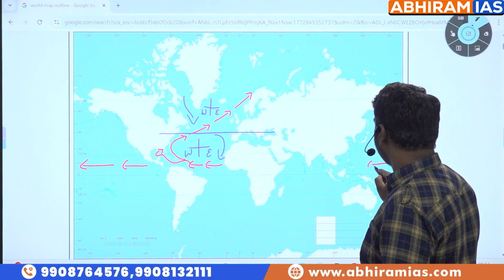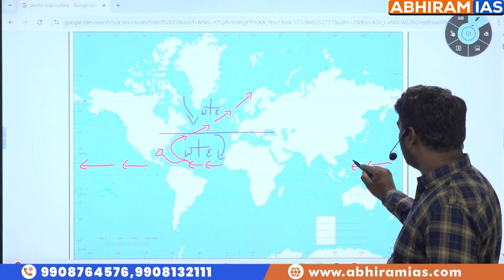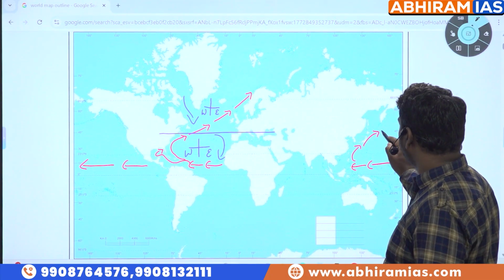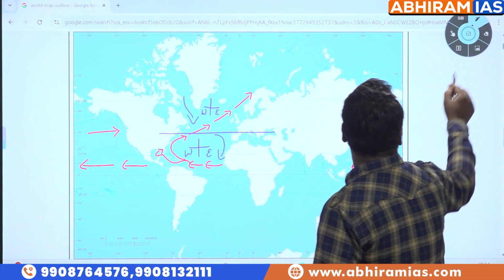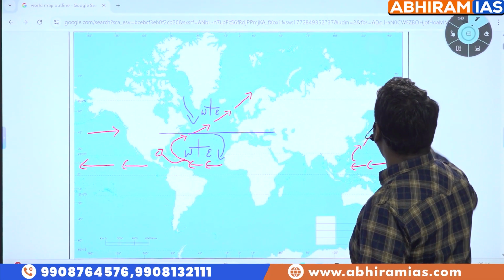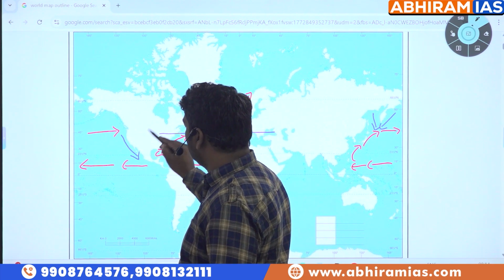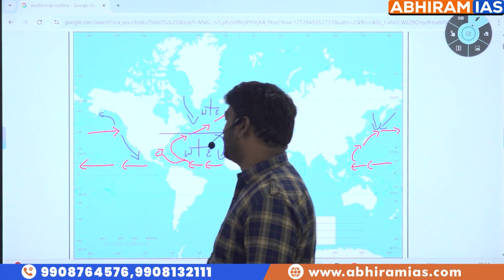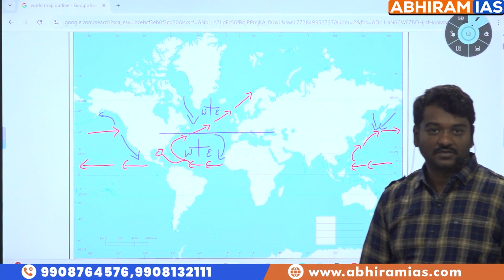What are these called? North Equatorial Current. What is this called? Kuroshio. What is this? North Pacific Current. Good. You tell me, what is this? Oyashio. California. What is this? Alaska. Alaska is warm. Yes, this is what you observe.